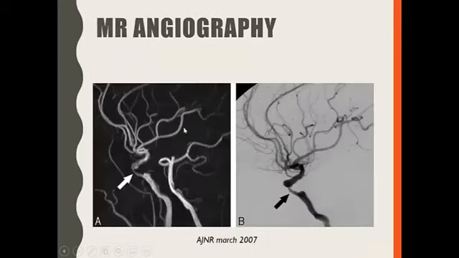MR angiography is another way to detect atherosclerotic changes and significant stenosis. For example, here, the problem with MR angiography is that it may overestimate the stenotic area, like here in MR angiography and here in digital subtraction angiography. The main advantage of MRA is that you can do it without contrast.